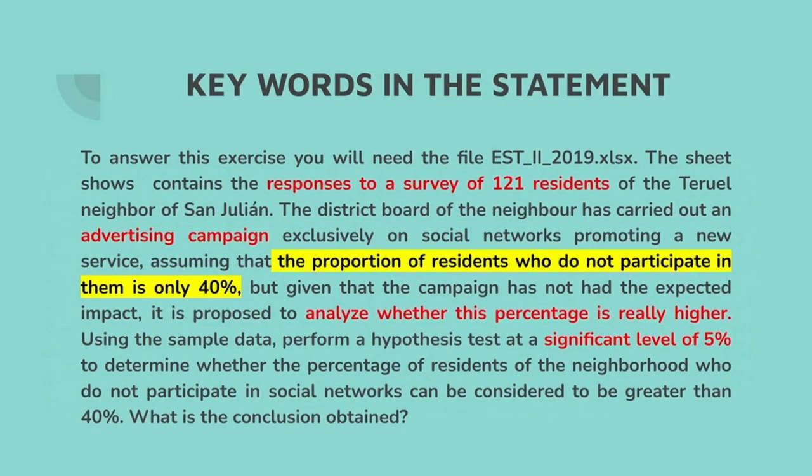The neighborhood board launched an advertising campaign exclusively on social networks to promote a new service. They assume that only 40% of residents do not participate in social networks. However, since the campaign did not have the expected impact, they want to analyze whether the percentage is actually higher. To answer this question, we will perform a hypothesis test at a 5% significance level using the sample data.